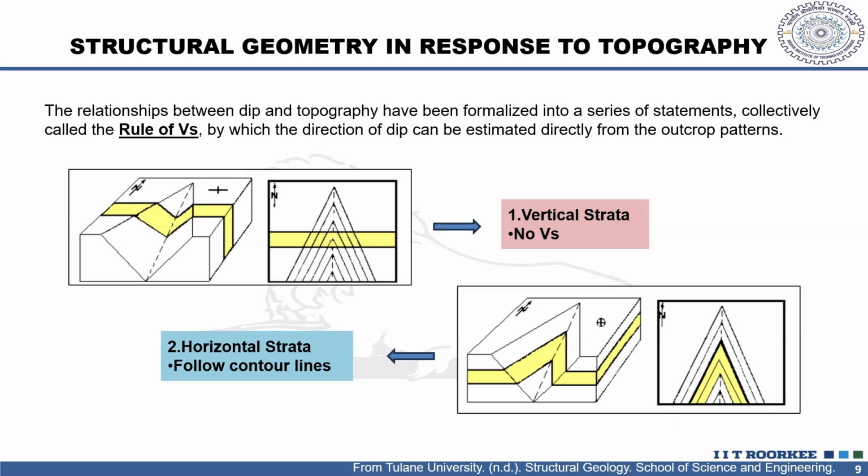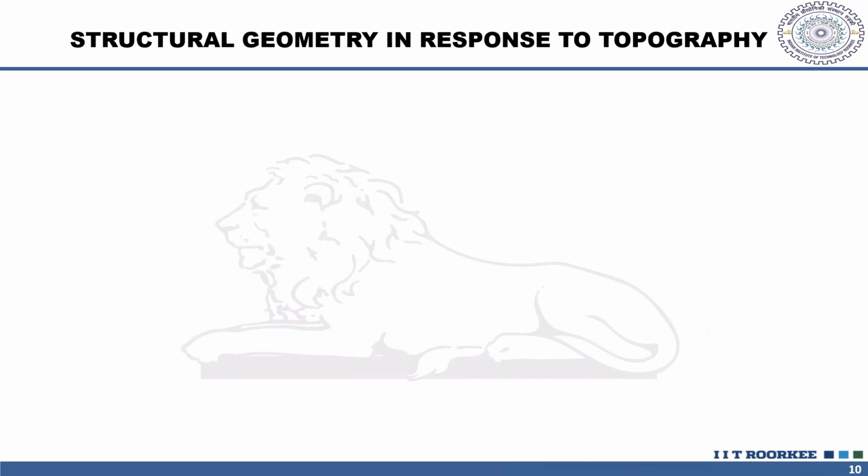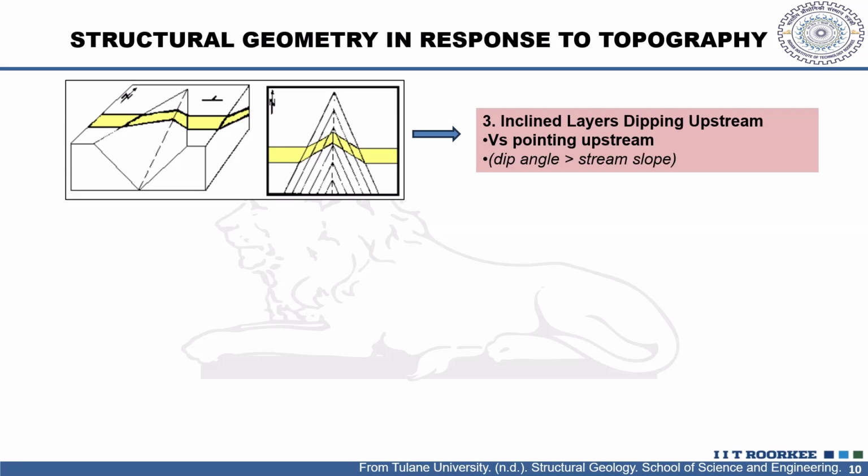So these follow the contour line. Now moving on to the inclined strata. So here is our third case, inclined layers dipping upstream. So if the downstream side is towards the river source, and here one thing is, if the dip angle is greater than the stream slope, so the V is pointing upstream.